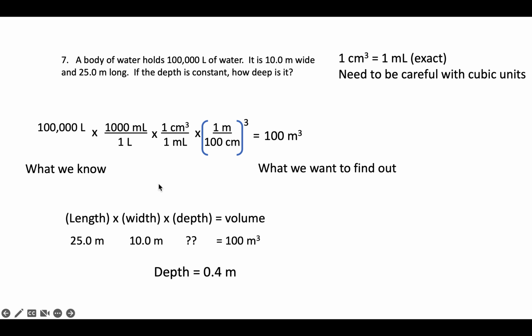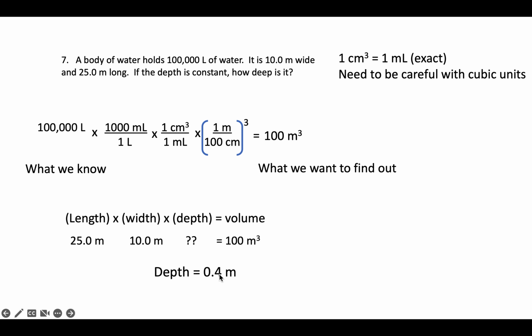The pool has a length, a width, and a depth. 2 of those components are given, 25 and 10 meters respectively. We don't know the depth, but we know the product of all 3 of those is 100 meters cubed. So the depth here would be 0.4 meters. That would be my missing term that I have in there.